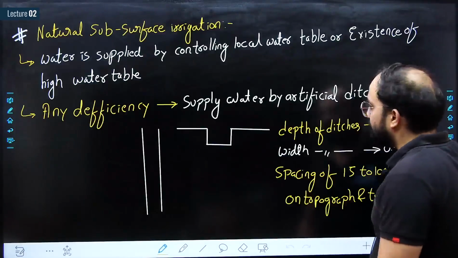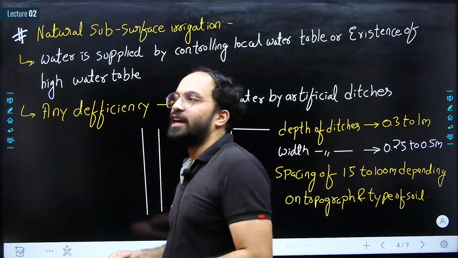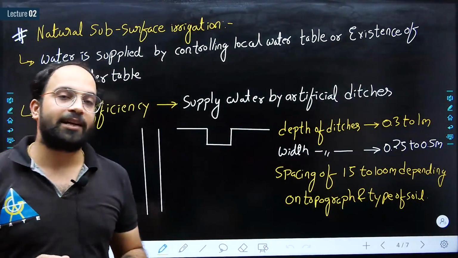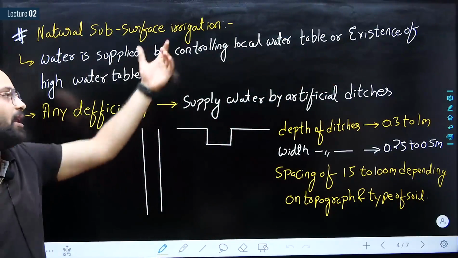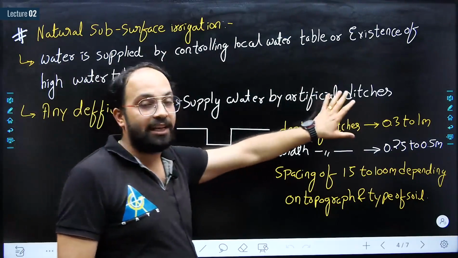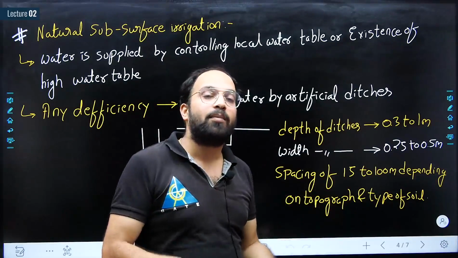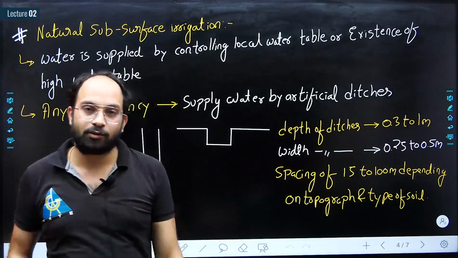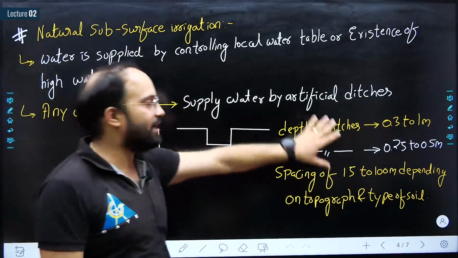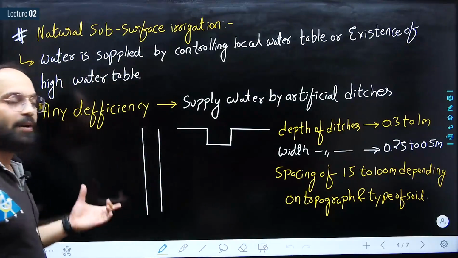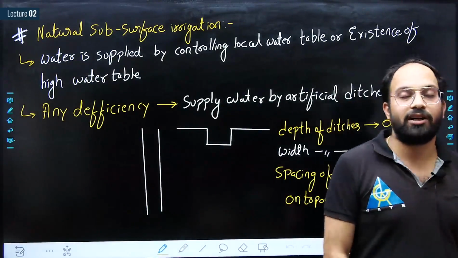Now next is natural subsurface irrigation. When will we use natural subsurface? When we can locally control the water table, or if we have a high water table, we can use natural, which is very low cost, because in artificial we are burying perforated pipe, which costs so much. So natural is low cost as compared to artificial. But because this is natural, the supply will not be continuous or constant.